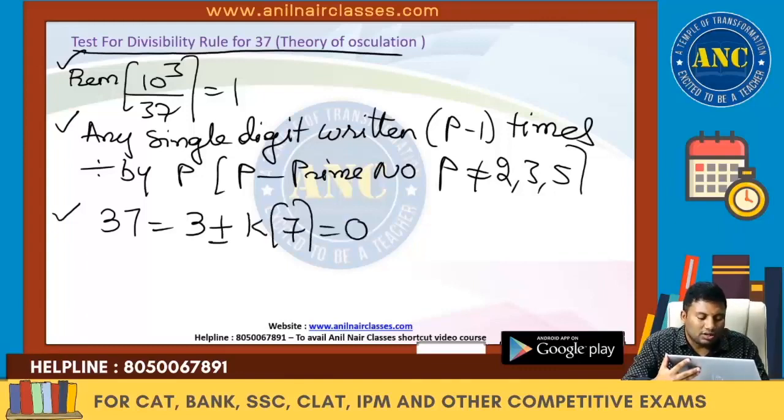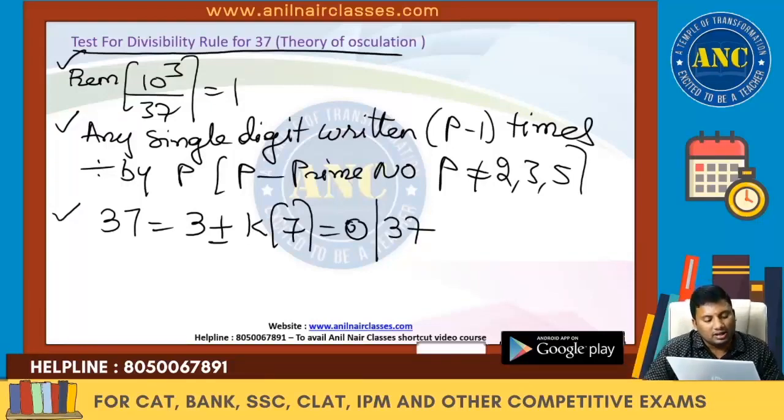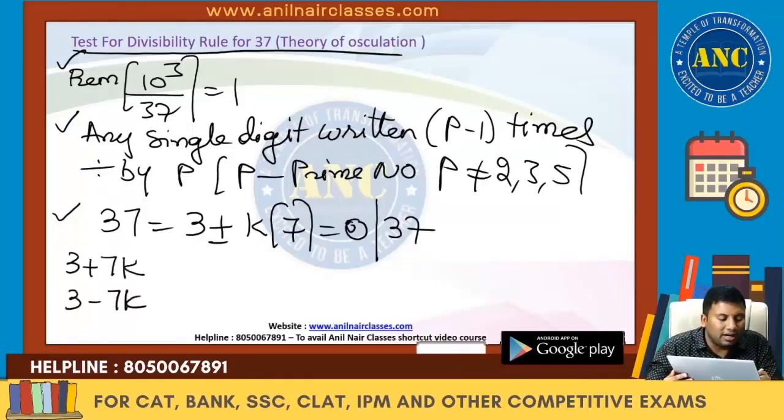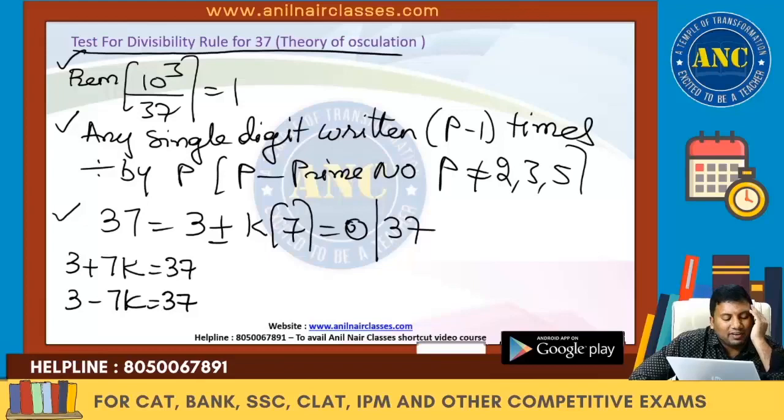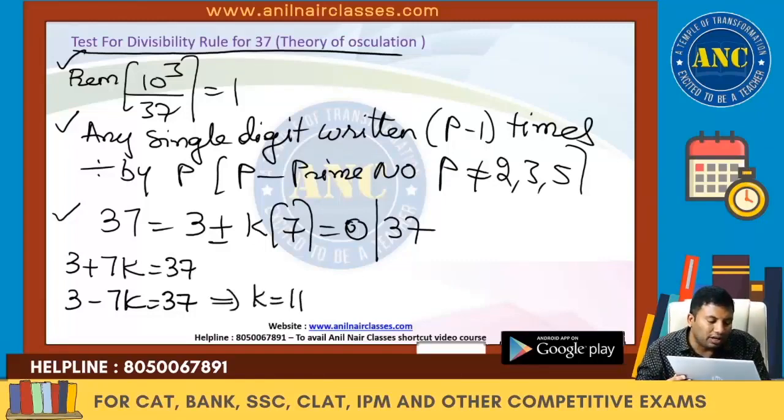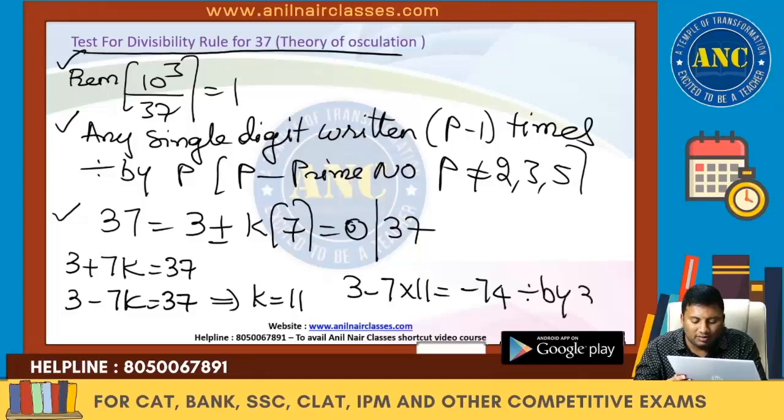Either it should be 0 or it will be 37 or its multiples. Now you only tell me, sir. Suppose I take 3 plus 7k or 3 minus 7k, which number are you getting? Either it should be 37 or 74. With k value 1, 10; k value 2, 14, 17; k value 3, 21, 24; k value 5, 35, 39. Now which value of k will satisfy this number? If you observe closely, k equal to 11 will satisfy, because 3 minus 7 into 11 is minus 74. Minus 74 is divisible by 37.